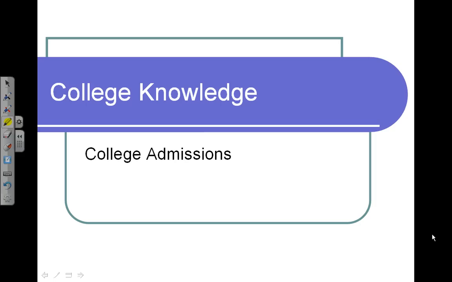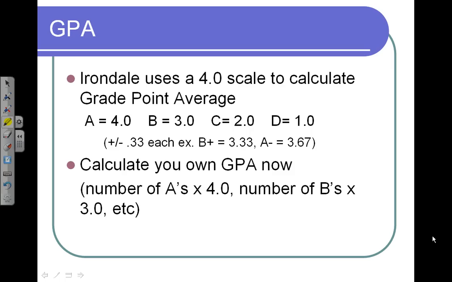Okay, today we're going to take notes for your college admissions, college knowledge section. So you should have the study guide for college admissions with you while you're viewing this PowerPoint. First of all, we're talking about GPA. Your definition of your GPA is your grade point average. So that's what should go on the left side under the defined category.